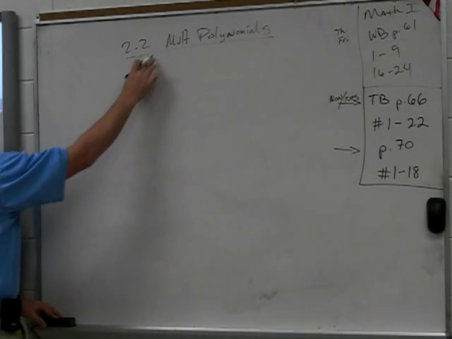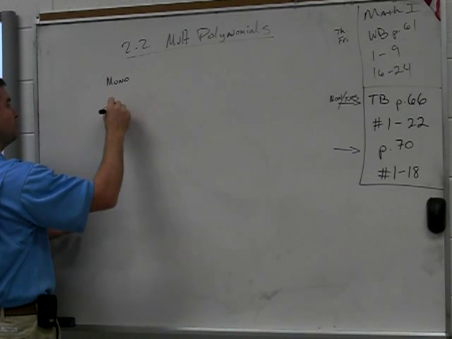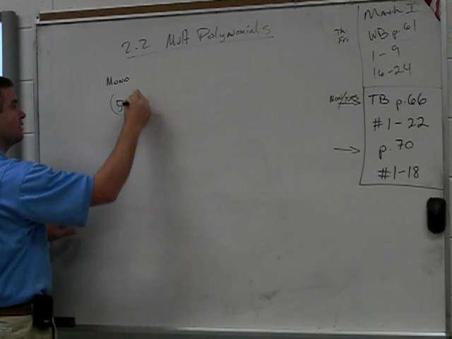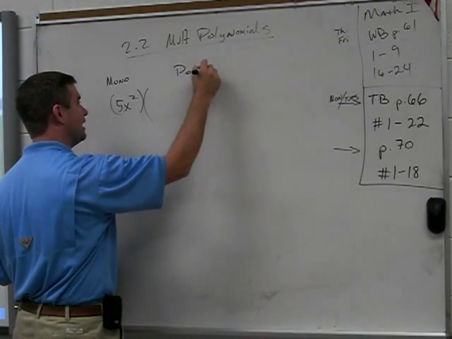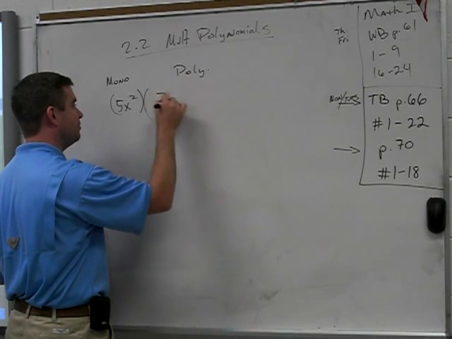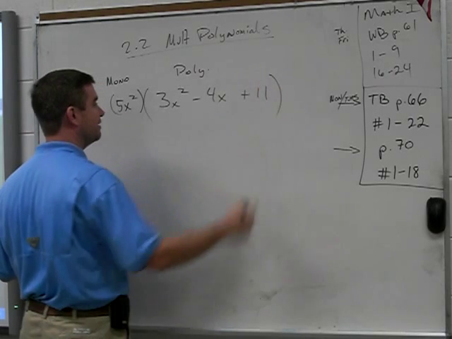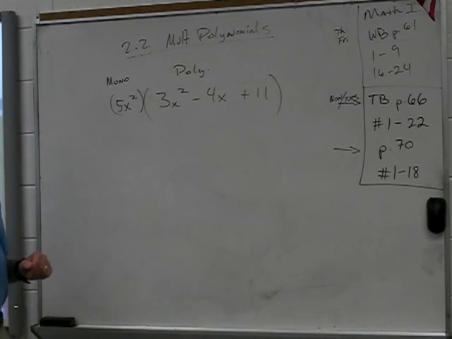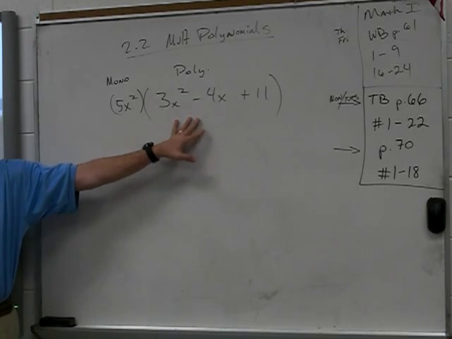First thing we're going to do with multiplication is we're going to do a monomial. Okay, an example would be 5x squared. It's a monomial. And then we're going to multiply it times a polynomial. Okay, just a random polynomial. 3x squared minus 4x plus 11. A monomial, one term, times a polynomial. This polynomial could have 3 or 4 or 5 terms, it doesn't matter. The process is still the same.